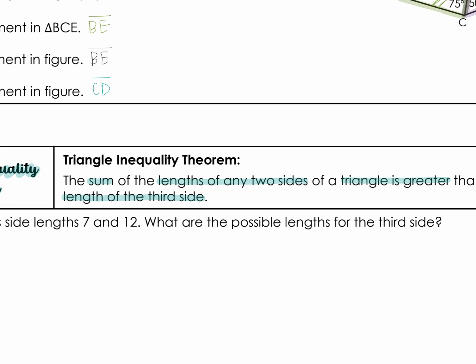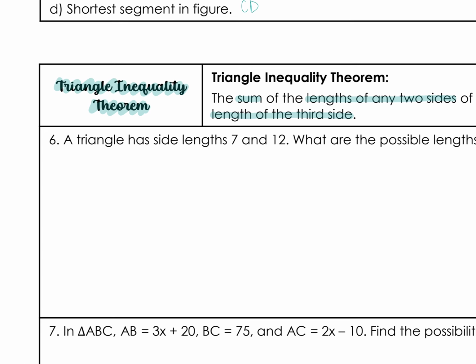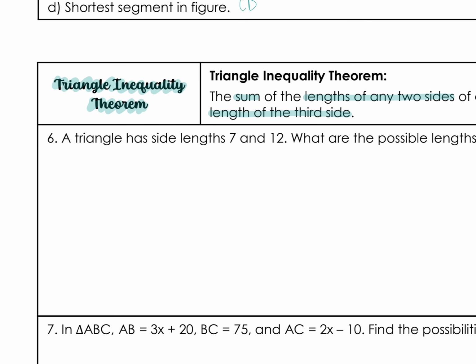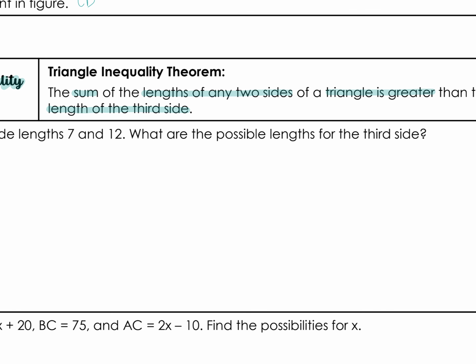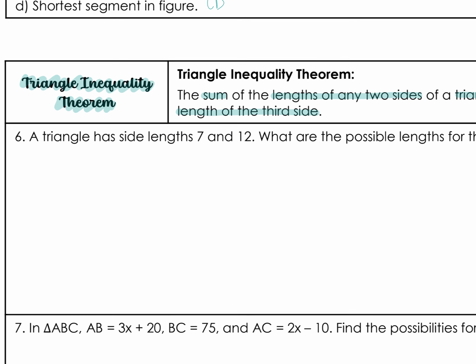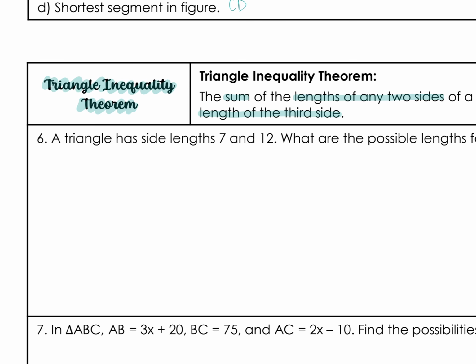Okay, so let's look at some practice problems for this. So we have for number 6, a triangle has side lengths 7 and 12. What are the possible lengths for the third side? So we're going to set up some scenarios. And so in order to do this, since I don't have the third side, I'm going to call it S. So I'm going to say let S equal the third side.